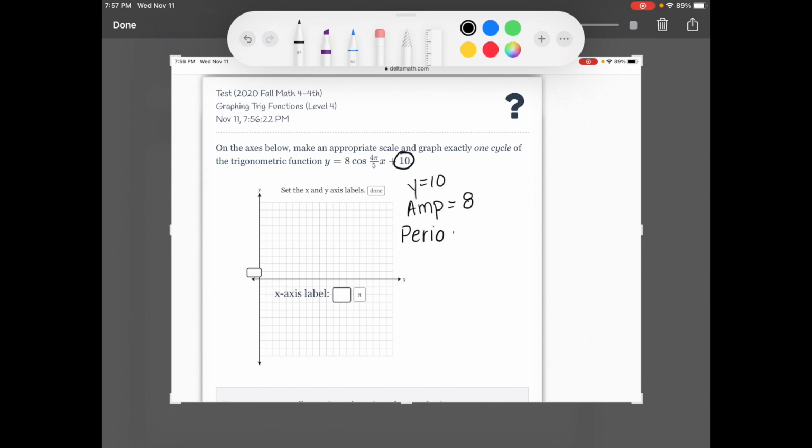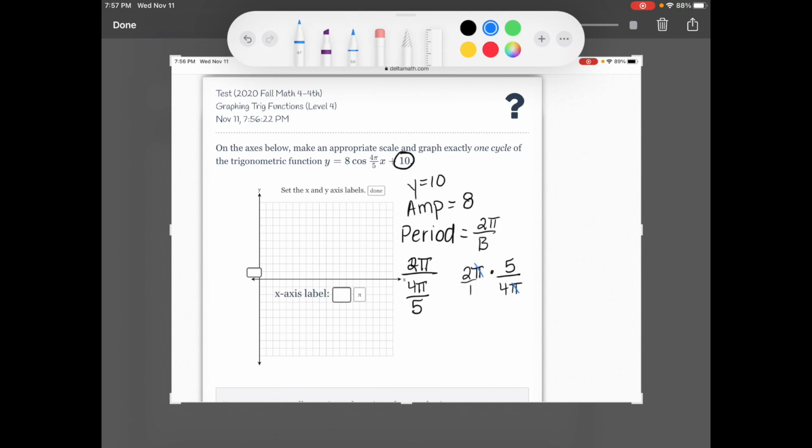We need to know where one wavelength starts and stops. So for the period, we're going to do 4 pi. Well, the formula is 2 pi over B. So we're going to do 2 pi over 4 pi over 5. And remember, we changed that to multiplying by the reciprocal. So we're going to change that to 5 over 4 pi. So technically that's over 1.